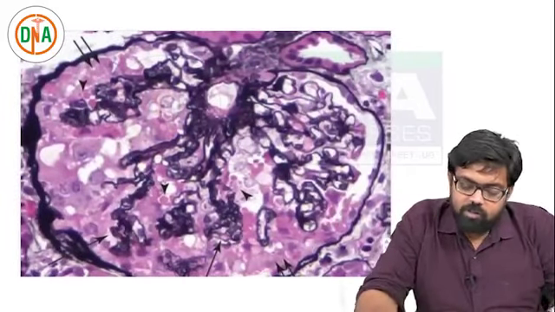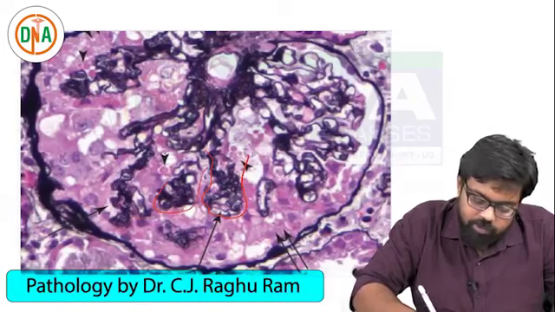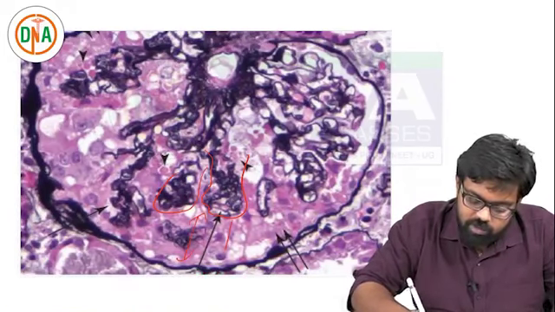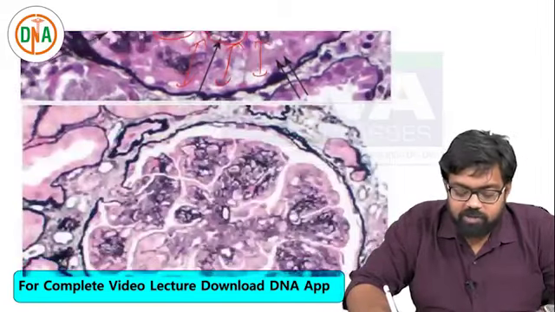And what is this? This is also FSGS. You could make out the collapse of the capillaries. This is the collapse of the capillaries, increasing the space over here, and this is called collapsing variant of FSGS.